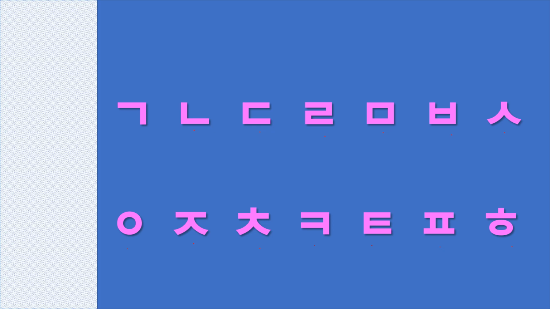Okay, fastest version. So, are you ready? 3, 2, 1, go! Giyeok, nieun, digeut, rieul, mieum, bieup, siot, ieung, jieut, chieut, kieuk, tieut, pieup, hieut. Good job! Excellent! Good! Oh, yeah! Okie dokie.